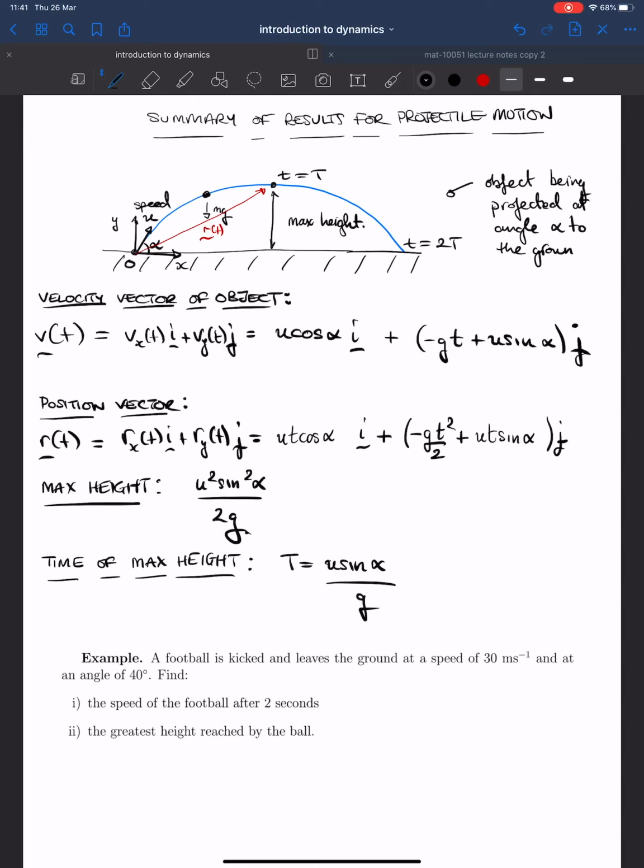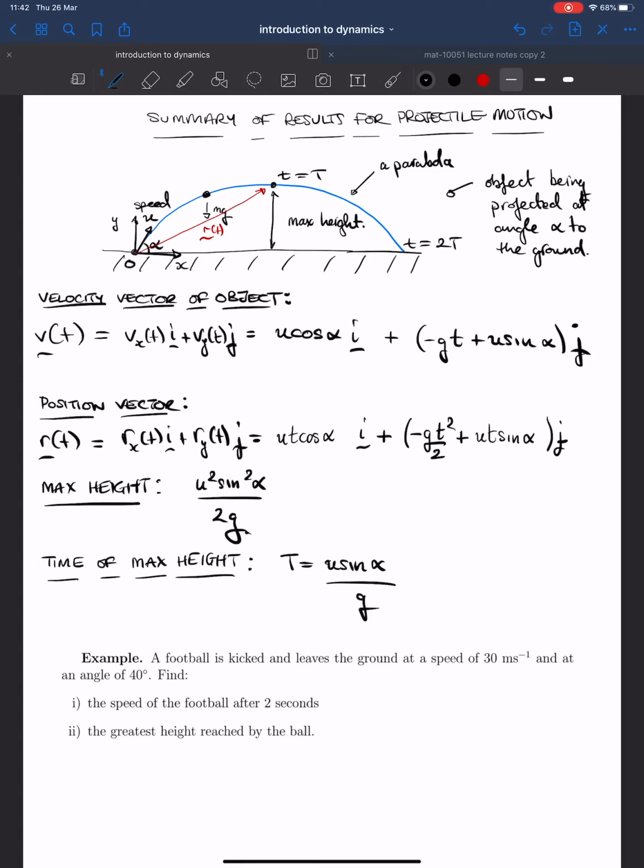Okay, and last time what we found was that the path this object takes is a parabola. And we found the equation for this parabola. It's one of the last things we did in the last lecture. Okay, so just a couple of points.